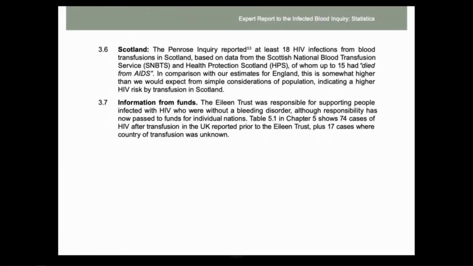And then just before we leave this chapter, if I can just pick up on the point in paragraph 3.6 on the screen, where you say this: the Penrose inquiry reported at least 18 HIV infections from blood transfusions in Scotland, and then reference to the data on which that was based. And then you say this: in comparison with our estimates for England, this is somewhat higher than we would expect from simple considerations of population, indicating a higher HIV risk by transfusion in Scotland. Are there any conclusions that can be drawn from that?